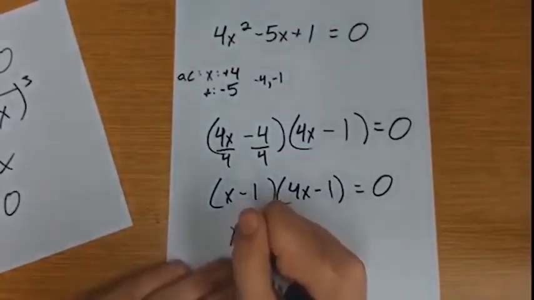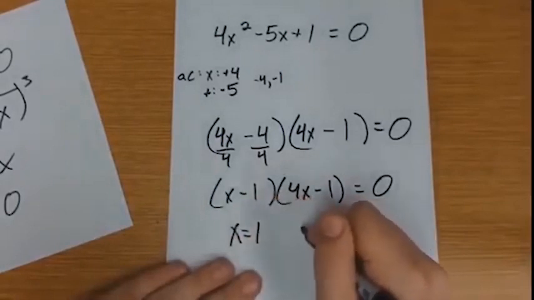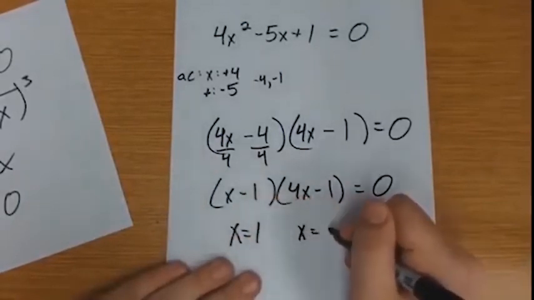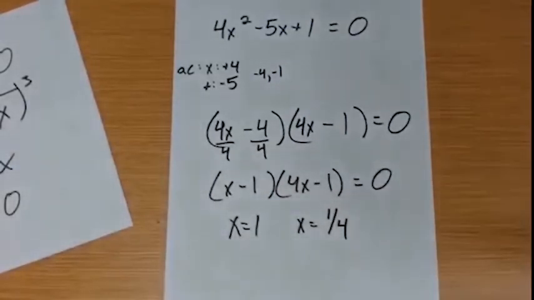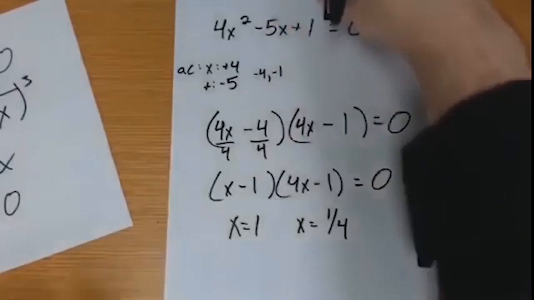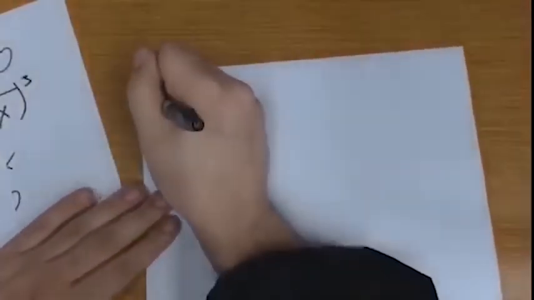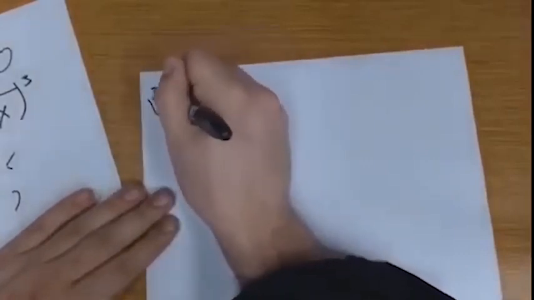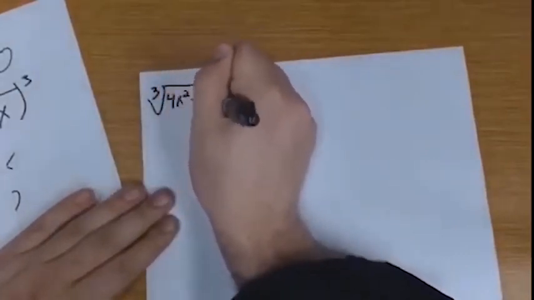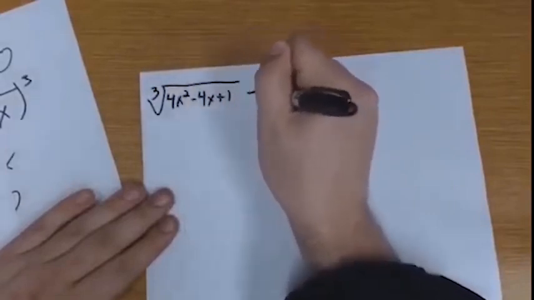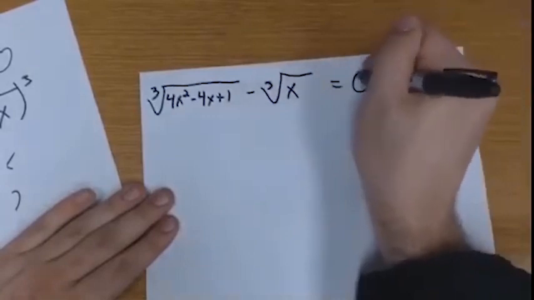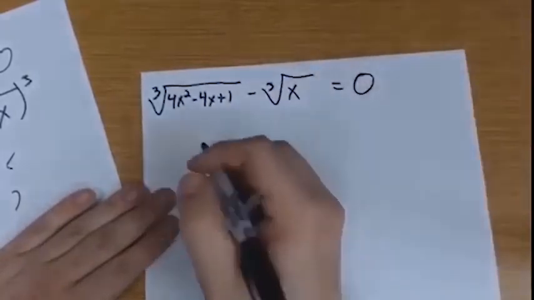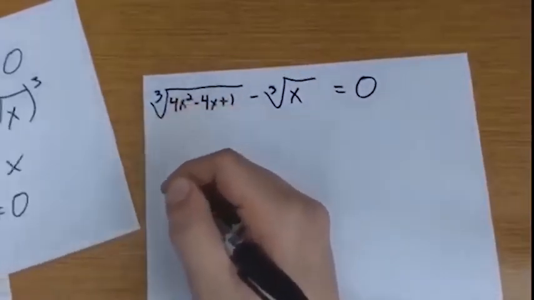If we finish solving here, we get x equals positive 1, and x equals positive 1/4. We need to check these in the original, so in cube root of 4x squared minus 4x plus 1 minus cube root of x equals 0. We're going to check first x equals 1.